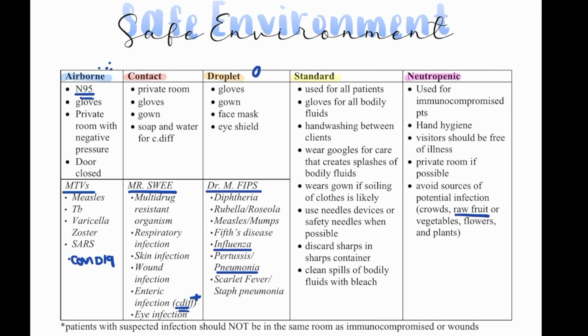So a big one is raw fruits and vegetables, flowers and plants. If you have a question on NCLEX that says a patient's family member comes in with flowers and they're on neutropenic precautions, what do you do? You don't allow those flowers in the room because they do carry organisms that can cause different infections. We also should remember that patients with a suspected infection should not be in the same room as an immunocompromised patient or a patient with wounds, again, because we can contaminate and spread those diseases, bacteria, and viruses to other patients.